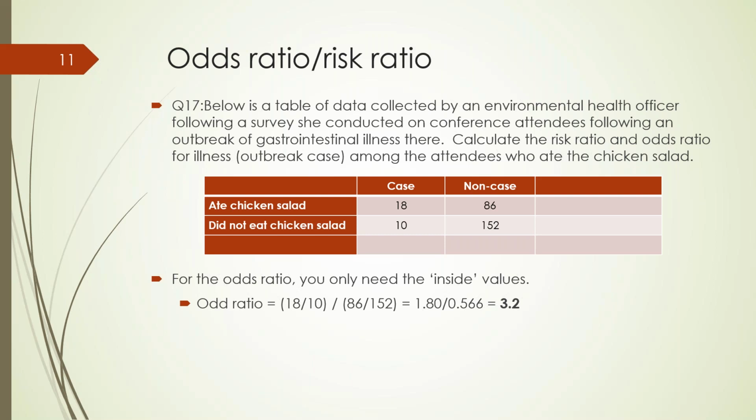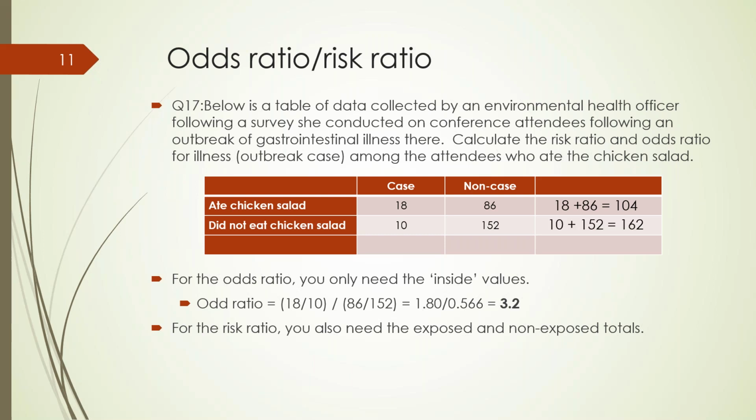So the odds ratio in some ways is a little bit easier than the risk ratio because, as I said, you only need to use the inside values. But in terms of understanding the theory of measuring or estimating risk, the risk ratio is actually more intuitive because you think, well, that odds ratio looks kind of arbitrary. But the risk ratio is a little bit more intuitive. So you need the exposed and non-exposed totals. So the exposed, or those who ate chicken salad, would be 18 plus 86 equals 104. And those who were non-exposed, 10 plus 152 equals 162.